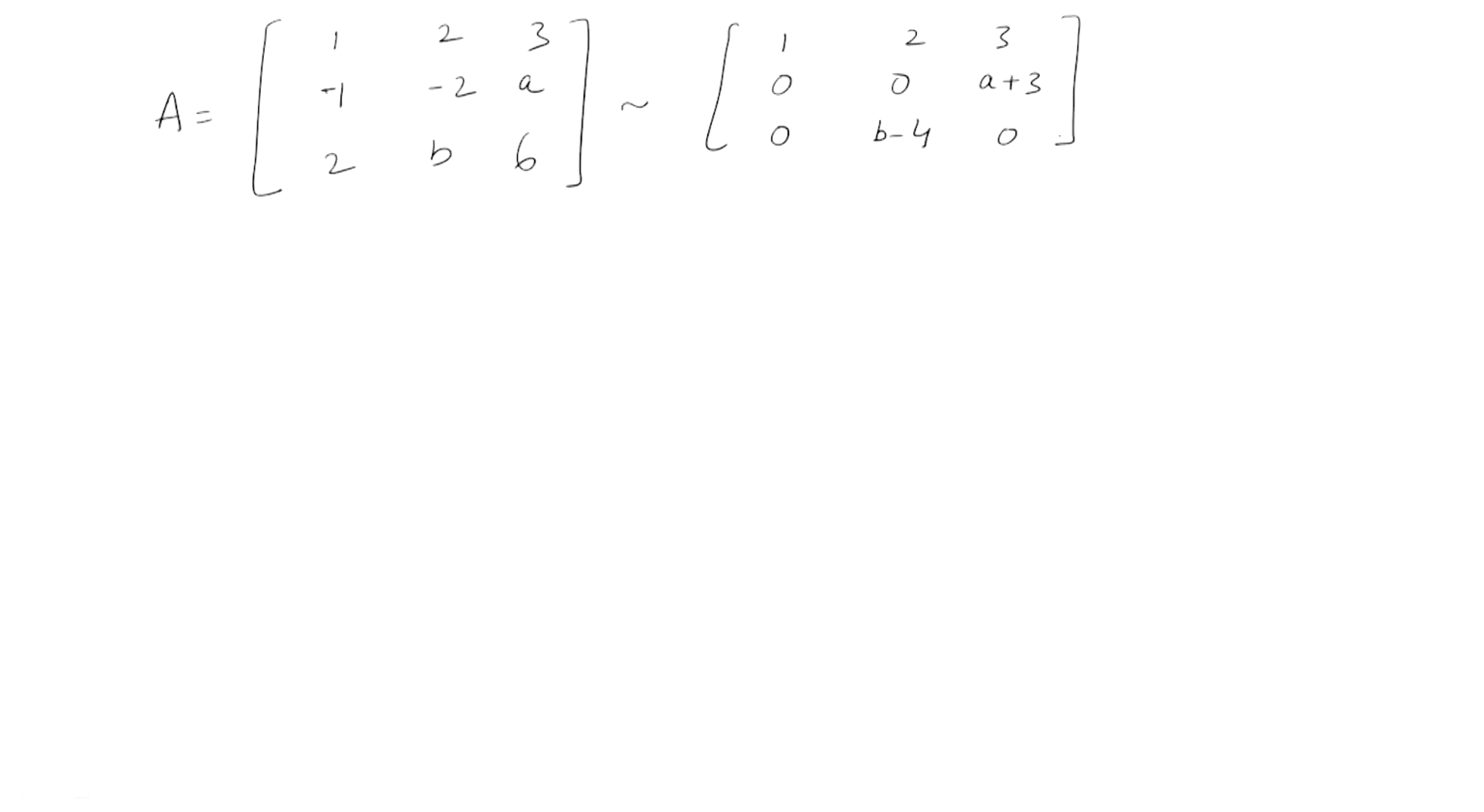Now, it is a 0 element. So, it is better to interchange these two rows. This element may or may not be 0, depends on the value of b, but this is always 0. So, better to interchange these two rows to find out the echelon form of this matrix. So, it is 1, 2, 3; 0, b minus 4, 0; 0, 0, a plus 3. We have interchanged these two rows. Now, for unique solution, rank of A must be equal to number of unknowns.